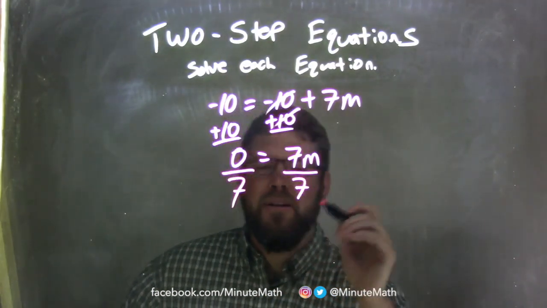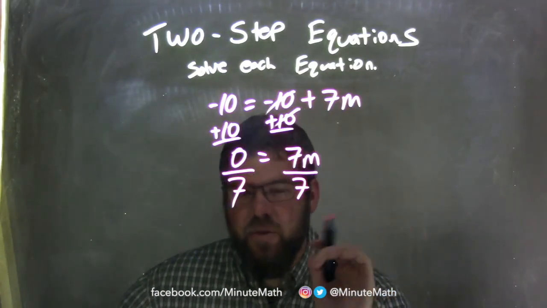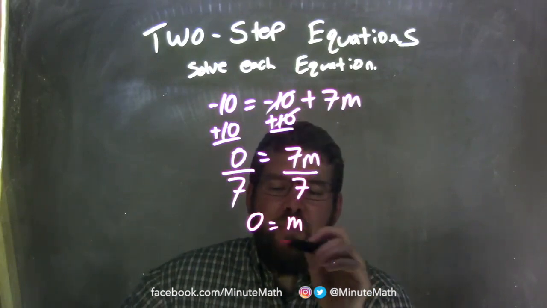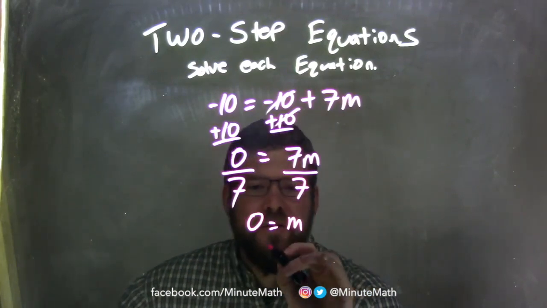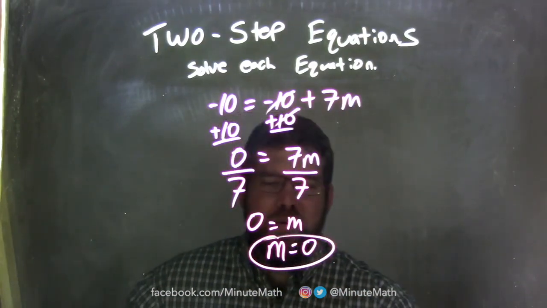But now be careful, a lot of common mistakes here. 0 divided by 7 is just 0, right? Equals n. And so now I can rewrite this so it's nicer to be n equals 0. And that is my final answer.